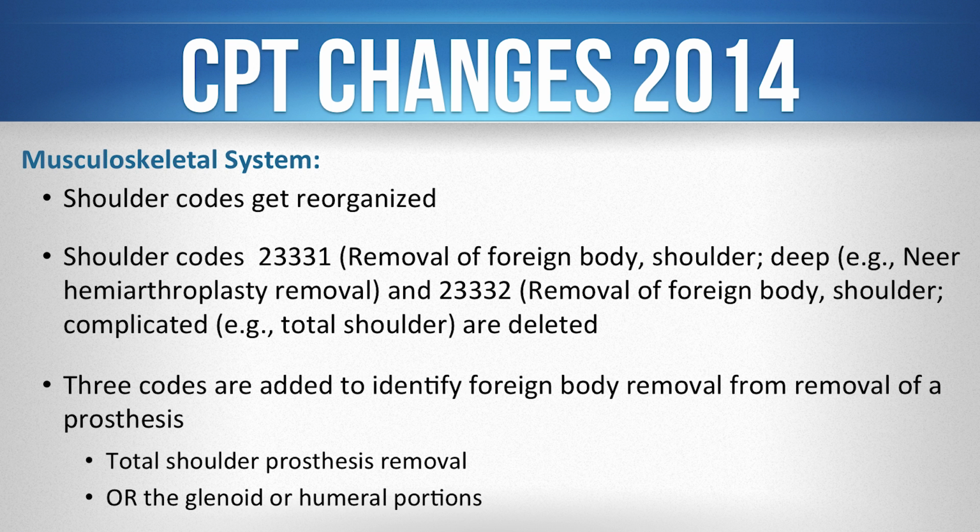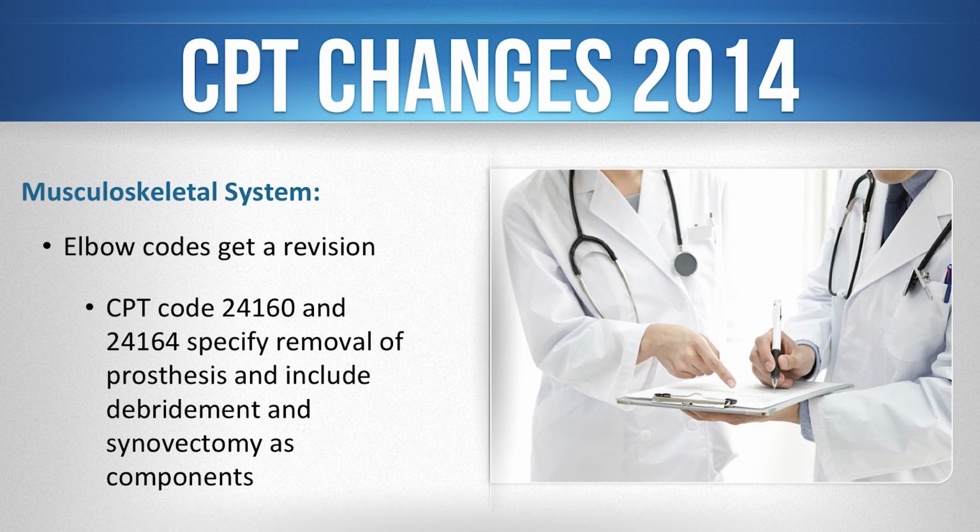Musculoskeletal, we see the shoulder getting completely reorganized. We have shoulder codes that are going to be deleted for the removal of foreign body. 3 codes are added to identify the foreign body removal from a prosthesis. The elbow will also get a revision. CPT code 24160 and 24164 specify removal of a prosthesis and include the debridement and synovectomy as components.